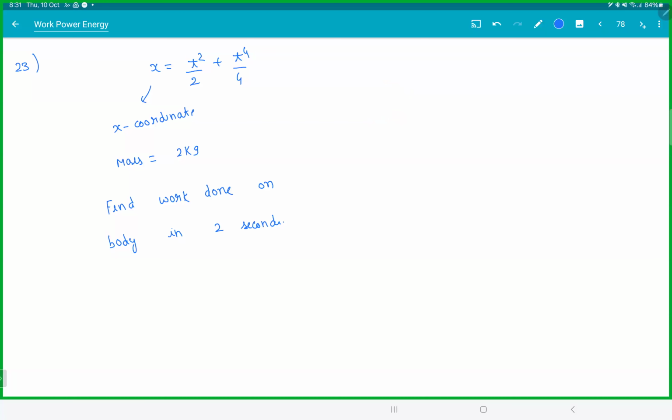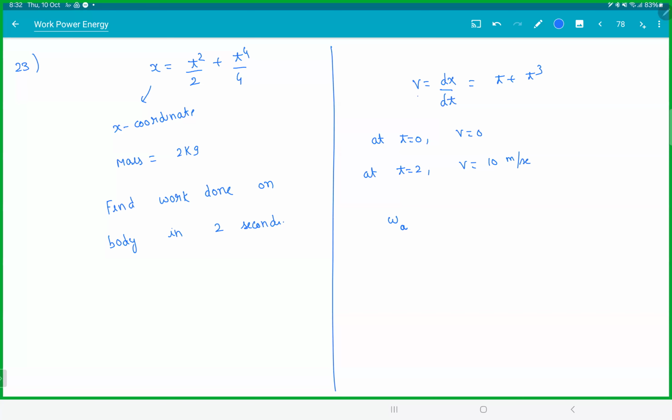Is there any other formula? What is work done by all forces? Change in kinetic energy. That means if I differentiate this, I will get velocity v here. So v is dx by dt. That would be t plus t cube. At t is 0, v is 0. At t is equal to 2, v is equal to 2 plus 2 cube, 10 meter per second.